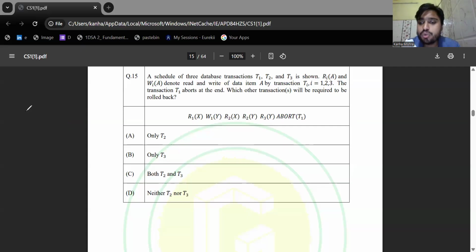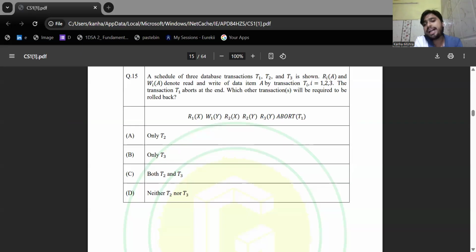Apart from that, let's know what a schedule is. A schedule is a sequence in which operations of multiple transactions are executed, because there can be multiple transactions happening at once. So we schedule them; there is a sequence which we follow. Now, this is the given sequence to us: R1(X), then W1(Y), R2(X), R2(Y), then R3(Y), then abort of T1.